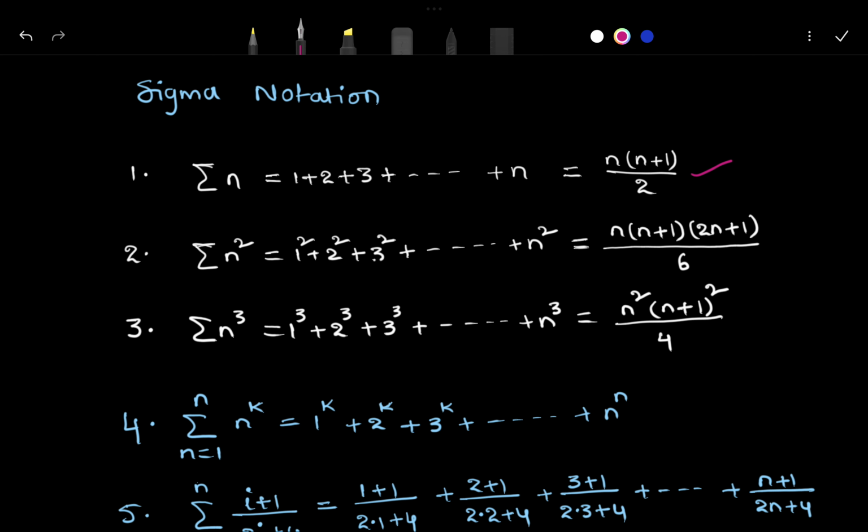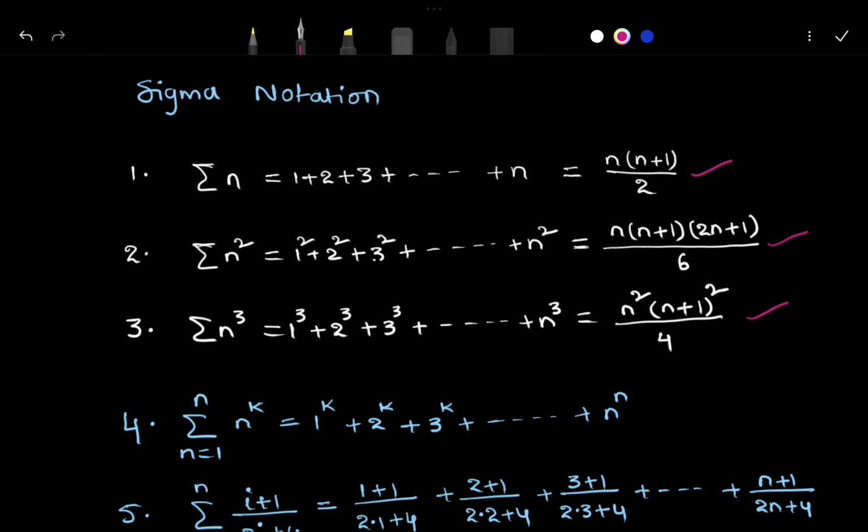Second one is sigma n square, that is nothing but the sum of the squares of the first n natural numbers. That value will be equal to n into n plus 1 into 2n plus 1 whole divided by 6. And next one is sigma n cube, the sum of the cubes of the first n natural numbers. That value will be equal to n square into n plus 1 whole square, whole divided by 4.